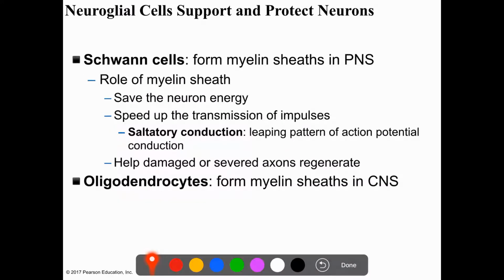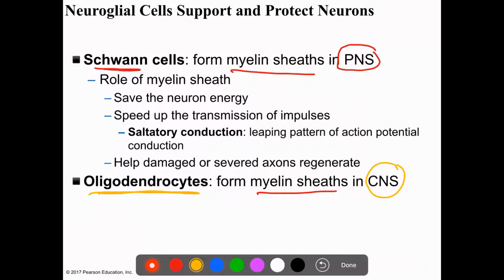Now, both cells perform the same function, which is forming the myelin sheath. So both cells form myelin sheath. However, the difference is that the Schwann cells are only in the PNS, in the peripheral nervous system, whereas the oligodendrocytes are in the CNS, in the central nervous system. This is the main difference between them. Now, what is the myelin sheath?